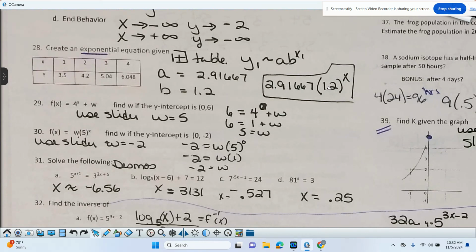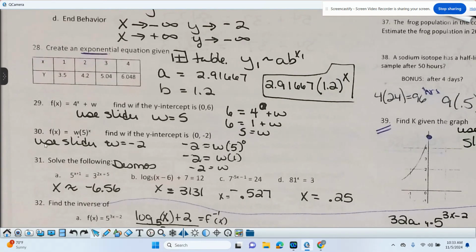All right, number 29, actually 29 through 31, we can use Desmos. This is saying you've got 4 to the x plus w. Find the w if the y-intercept is 0, 6. So you can either go ahead and plug that 0 in for the x and plug the 6 in for the y, and solve it, right? So that's 1, and if I subtracted 1 from both sides, my answer is w equals 5.